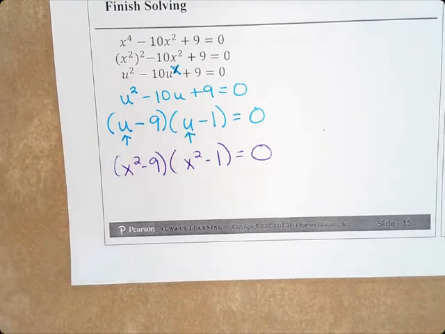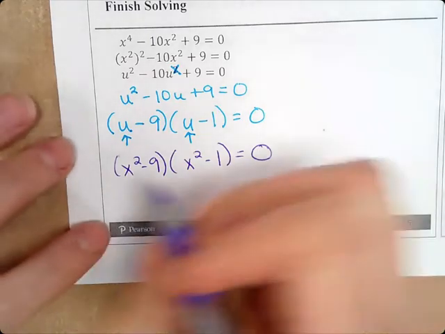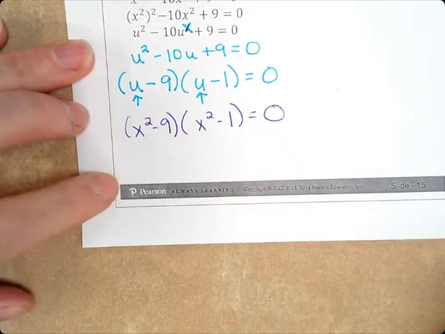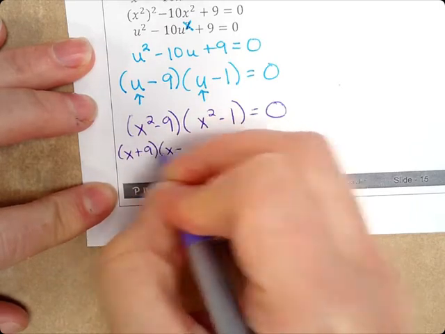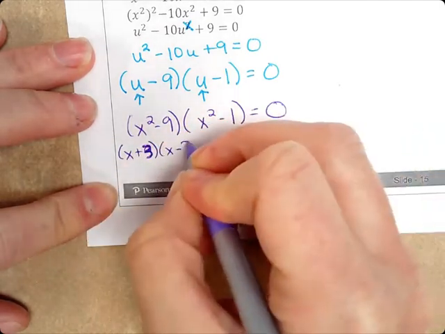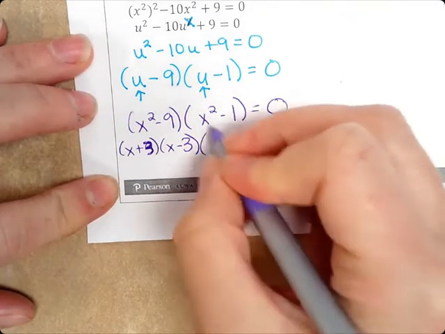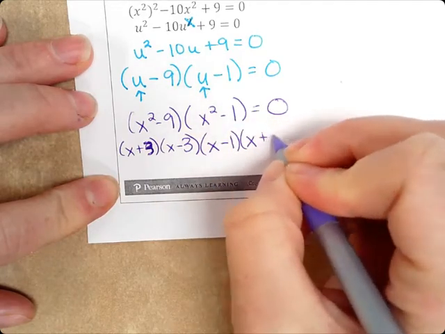So I substituted x squared out, put a u in, I factored, then subbed x squared back in for u. So you're subbing in and out until you can factor. So now we can factor these. If we have x squared minus 9, that's the difference of squares. So we'd say x plus 3, x minus 3. Not 9, 3. And then this one would be the same thing: x minus 1, x plus 1.